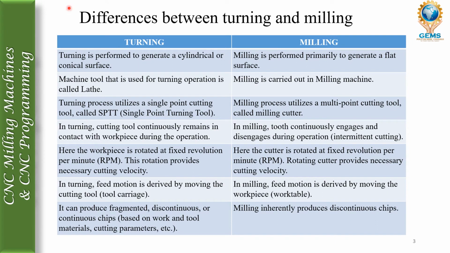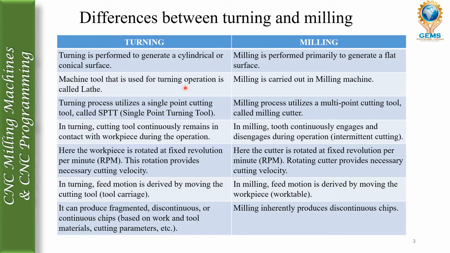Now let's come to the difference between turning and milling process. Turning is performed to generate a cylindrical or conical surface. For example, if you have a cylindrical rod or a conical rod or any such object, and you want to perform a machining process on it, you have to go for the turning operation. And milling is performed primarily to generate a flat surface. If you have a flat surface with a specific thickness, we should not do that in turning machines. For that we have to go for the milling machine.